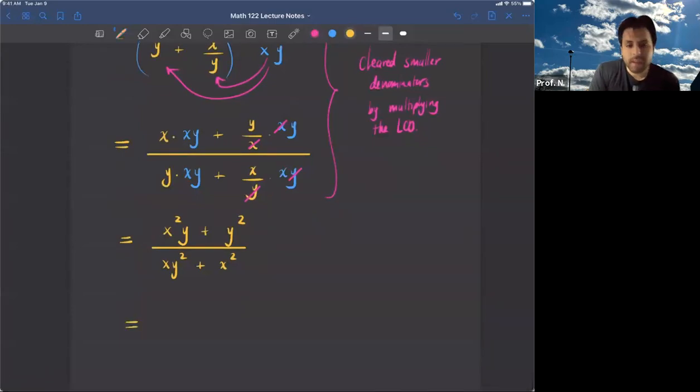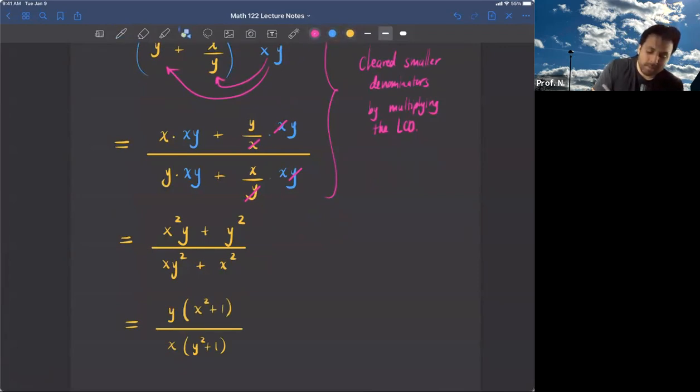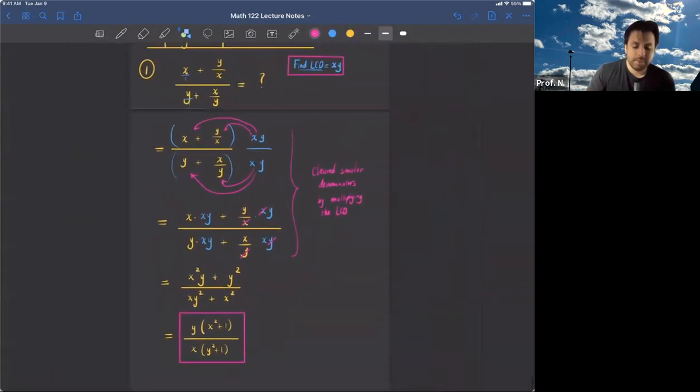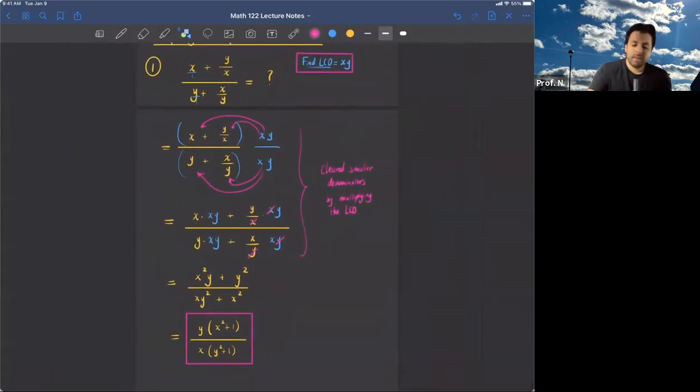So once I'm able to do that, I can factor out the y and the x if possible. In the numerator, I get x squared plus 1. And in the denominator, I get x over y squared plus 1. But I noticed that I can't really do anything else. So therefore, I leave it. And that's my final answer. So I was able to simplify the top compound fraction into a single fraction.